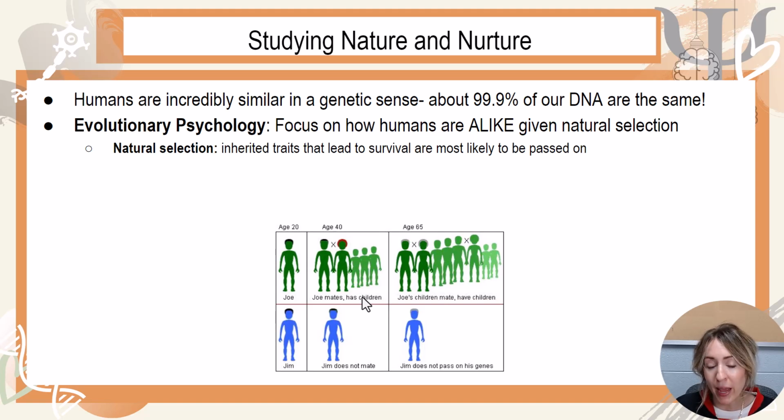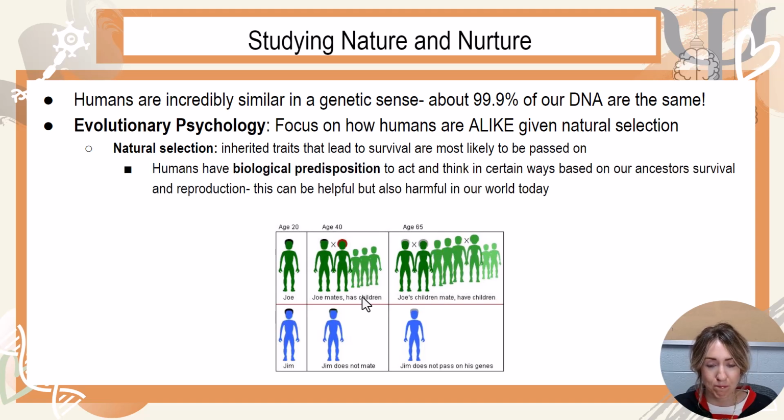Now, why didn't Jim mate? Well, maybe he was sick and it didn't allow him to have any children. He wasn't allowed, like he didn't reproduce in any way. Or maybe he died at an earlier age. Or maybe he had a certain trait about him where people didn't want to mate with him. We don't know. But ultimately, all of those things that stopped him from mating eventually were not passed on to generations, and so they were not part of our natural selection.